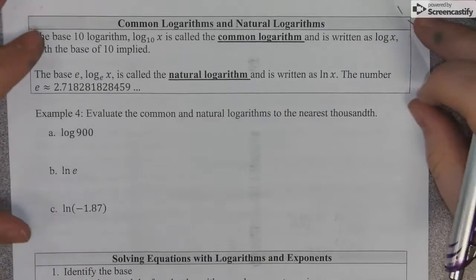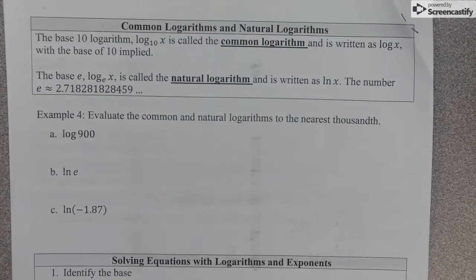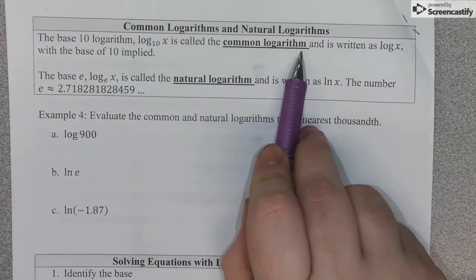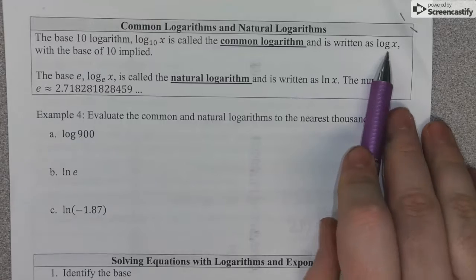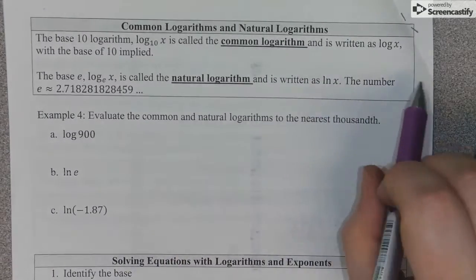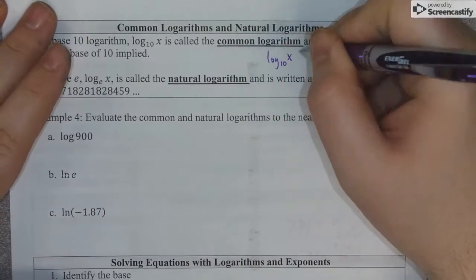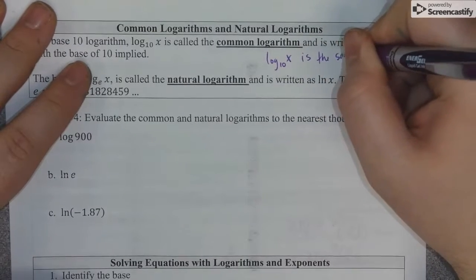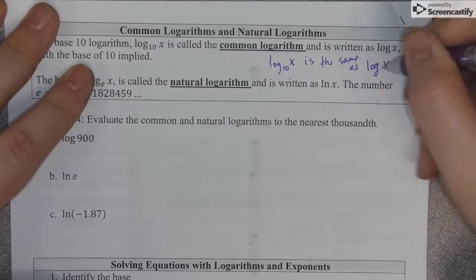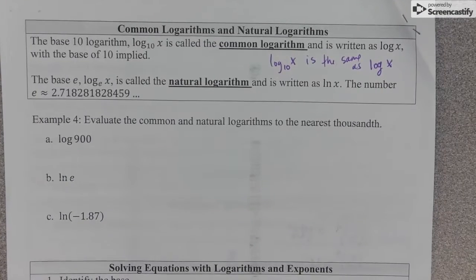Okay, so this very last part is about common logarithms and natural logarithms. The base 10 logarithm, log base 10 of x, is called the common logarithm, and it is written as log of x, where the base 10 is implied. So we do not write the 10. So log base 10 of x is the same as log of x. These are the exact same things. So if you ever see a log written without a base, it means it's base 10.